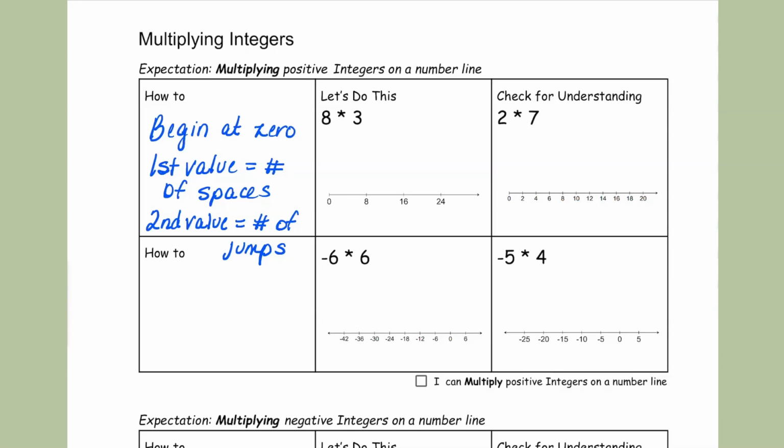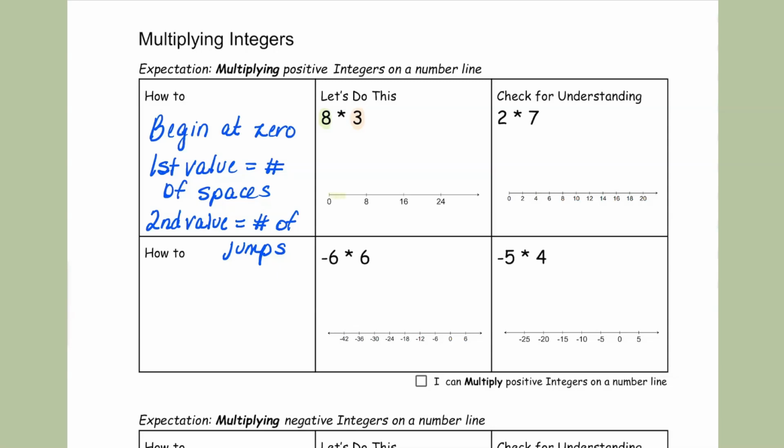So let's dig into this. No need to worry about being confused. Let's go ahead and start here with the let's do it. Now the first one tells us that we're going to be jumping in increments of 8 spaces, and we need to do that 3 times.